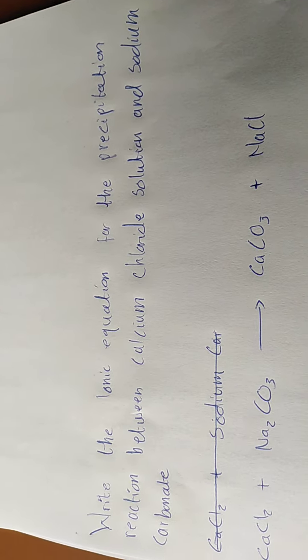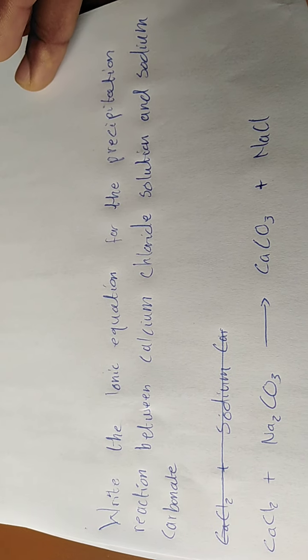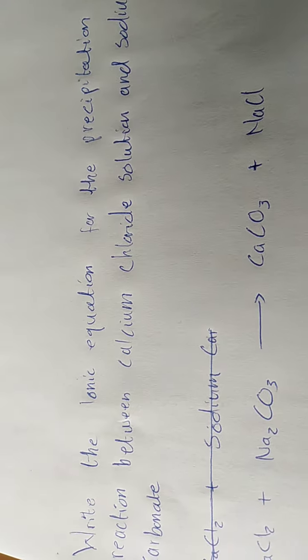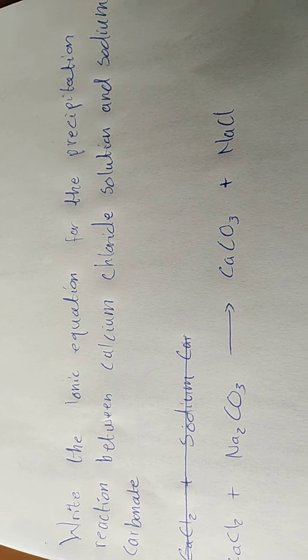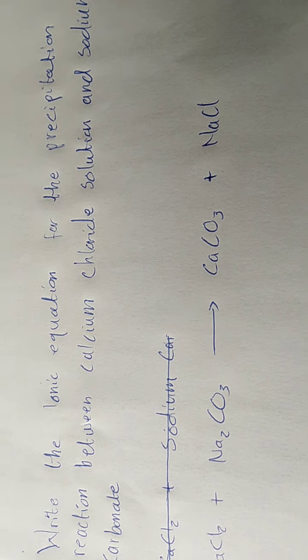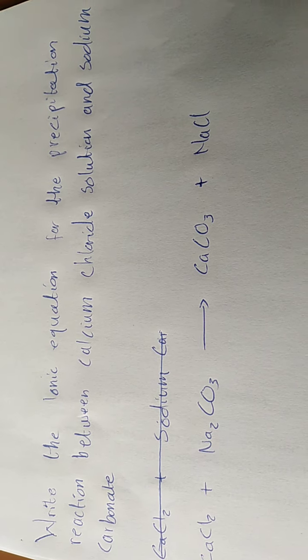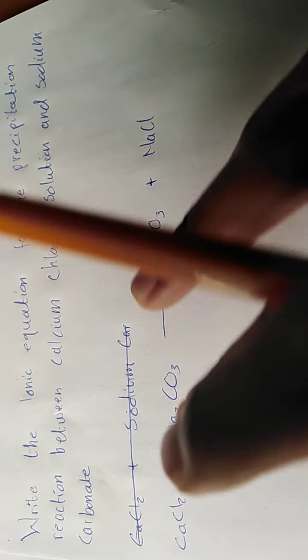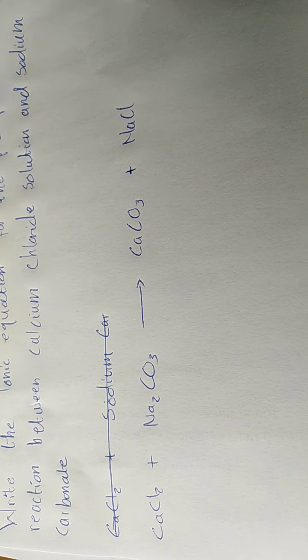Now, let's take an example. This is the question that I took from the exercise that I gave last time, so I'm just going to go over it. The question says, write the ionic equation for the precipitation reaction between calcium chloride solution and sodium carbonate. I wrote down the equation there. So what is remaining just for us is to balance the equation.